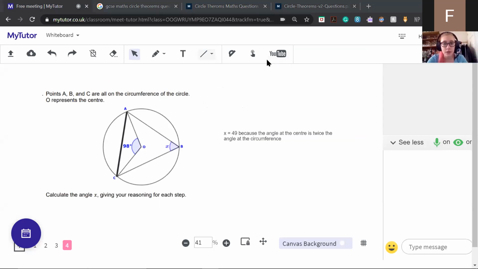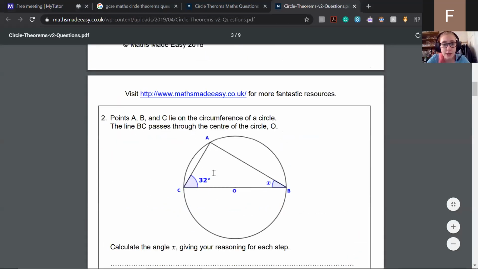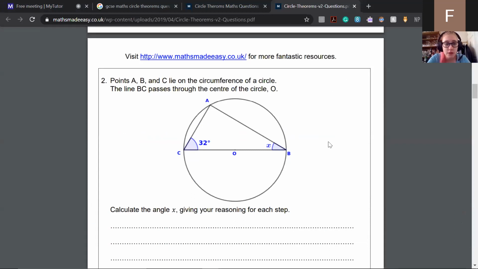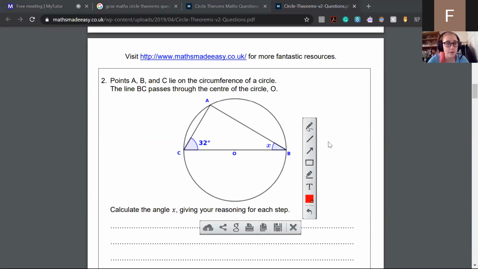It's a simple one because it's just one step, but it's not simple because you do have to spot it. It's simple in terms of having fewer steps. So let's have a go at another one, and again, I'll give you time for doing it.